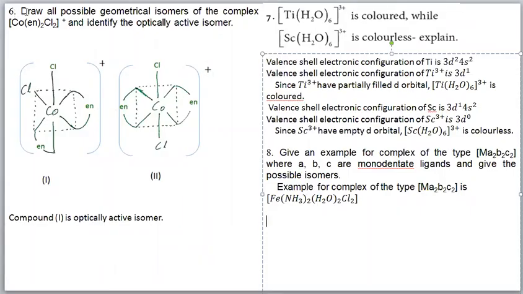Then question number 6. Draw all possible geometrical isomers of the complex [Co(en)2Cl2]+ and identify the optically active isomers.